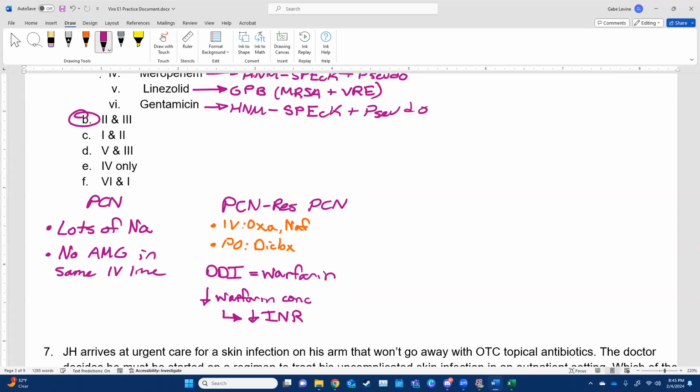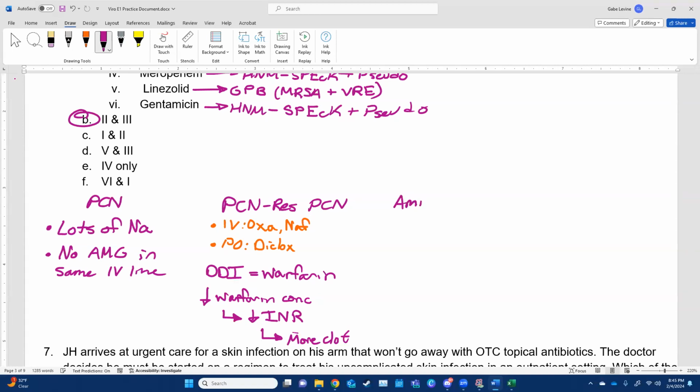So INR is a function of how much anti-clotting we're doing, right? So higher INR, less clotting. So if the INR is going down, more clotting. So what is someone at risk of if they're on warfarin and they're taking dicloxacillin at the same time? Thrombi, right? They're at risk of stroke, heart attack, all that kind of stuff. All right.